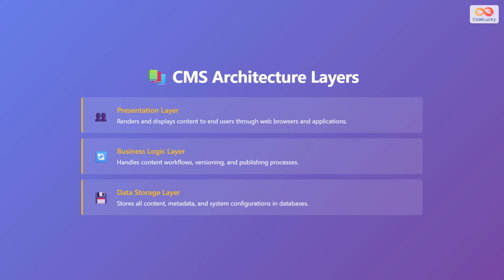CMS architecture is built on 3 layers that work together. The presentation layer renders and displays content to end users through their web browsers. It is what visitors see on the website. The business logic layer handles how content flows through the system, managing workflows, content versioning, and when content gets published. The data storage layer stores everything including content, metadata, and system settings in databases. Think of these layers like a sandwich. The presentation layer is the top, business logic is the middle, and data storage is the foundation holding everything up.